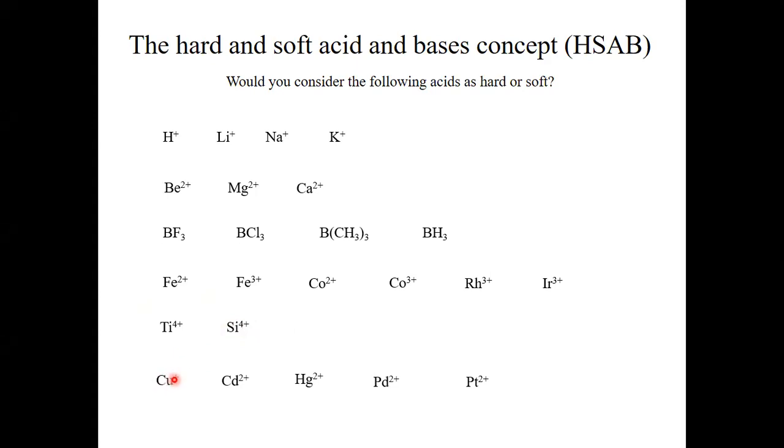For the last series here, copper +, cadmium 2+, mercury 2+, palladium 2+, and platinum 2+, we have all soft ions. So copper is a relatively light element, but has only a 1+ charge, and is a transition metal that can make pi bonding. Cadmium has a somewhat higher charge, but is already in the fifth period, and the same is true for palladium. So therefore, these are already on the pretty soft side. And of course, mercury 2+ and platinum 2+ are even softer, because mercury is below the cadmium and platinum is located below the palladium. So these are both quite soft species.